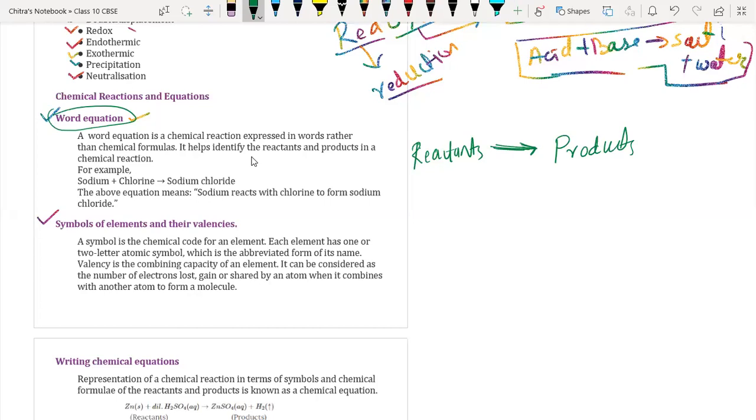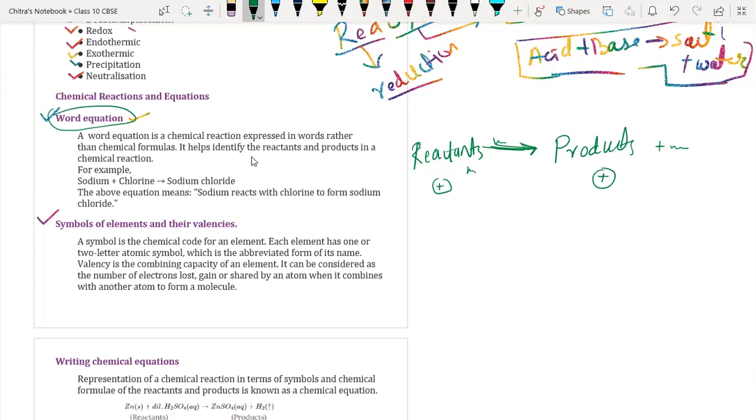We have already discussed that if two or more reactants are present, we have to separate them by using a positive sign. Same for the products also. If two or more products are formed, then we separate them by a positive sign. If any catalyst is being used, we have to mention it here. If heat is going to be released, we write heat on this side. If heat is going to be absorbed, we write it on the reactant side. So these are the points that we have discussed.